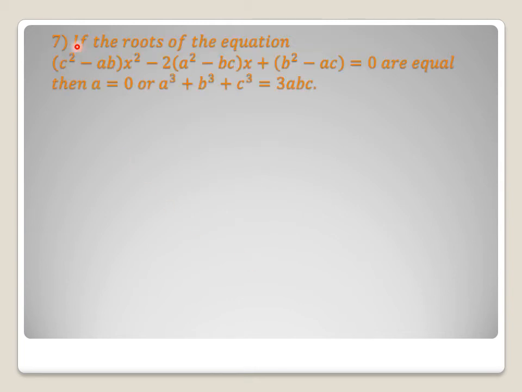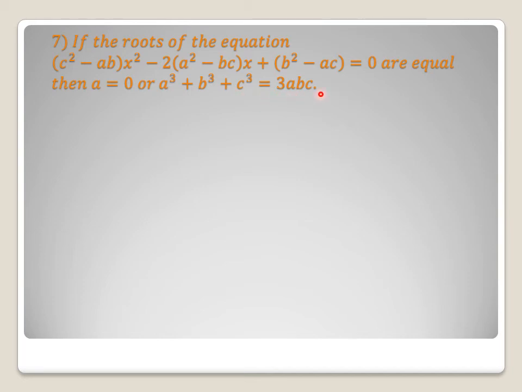Coming to the seventh part: if the roots of the equation are real, then a equals 0 or a cube plus b cube plus c cube equals 3abc. They are asking us to solve the first equation and to get these two answers. The first is a equals 0 and the second is a cube plus b cube plus c cube equals 3abc.